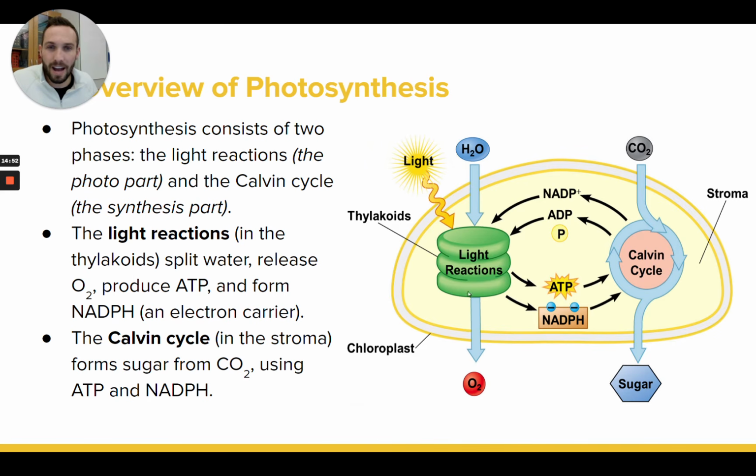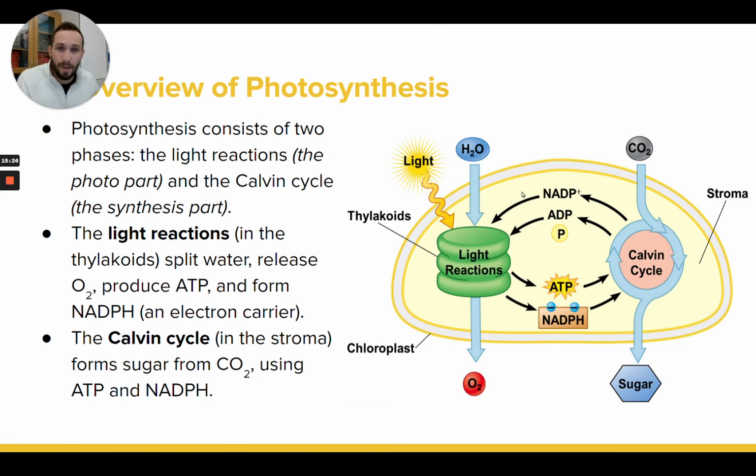So in the light reactions, this takes place in the thylakoids, those little discs that I was showing you. And in the thylakoids, there's these reactions where water molecules are going to be broken apart using energy from light. So light energy is going to be absorbed by the thylakoids here, and that light energy is going to be used to split open water molecules. And those water molecules are going to be split into oxygen, electrons, and hydrogen atoms.